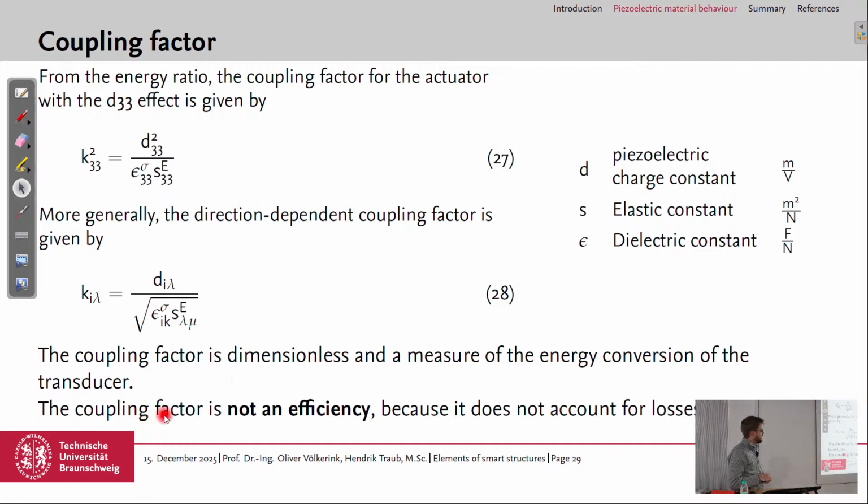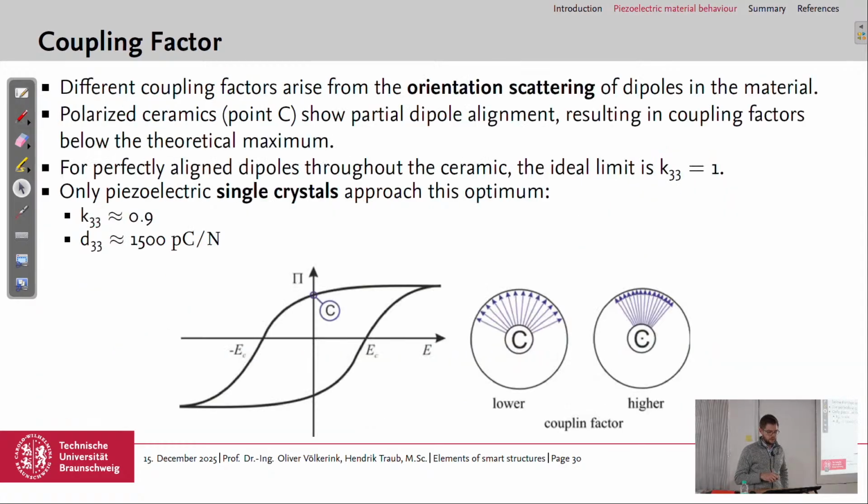And the coupling factor is dimensionless, and a measure of the energy conversion, as mentioned, of the transducer, but it's not an efficiency. It does not account for losses. So it's just an expression of how good the transducer is, but without losses. So it's more or less a material parameter.